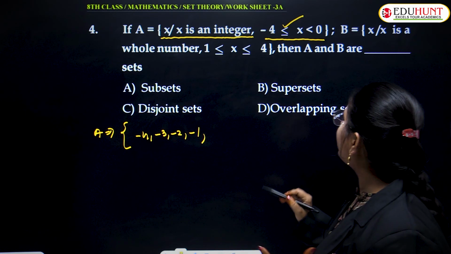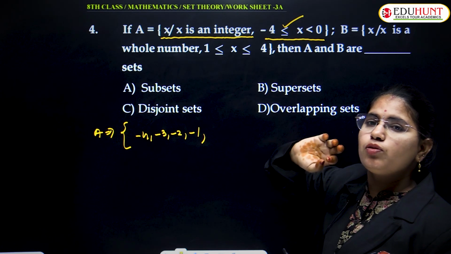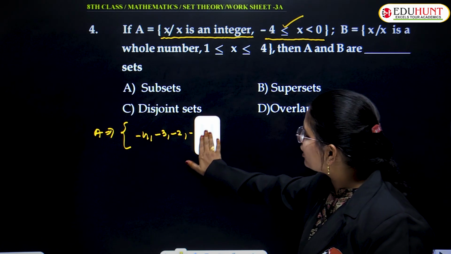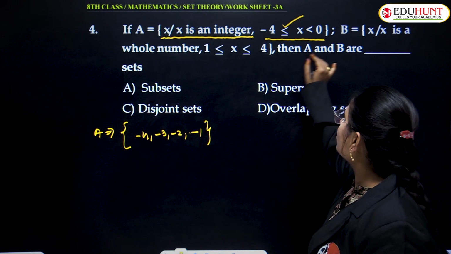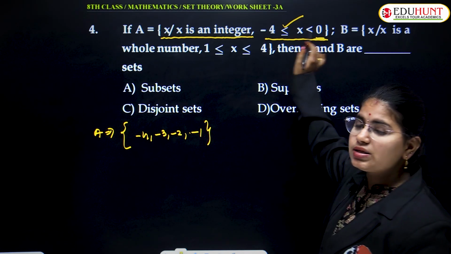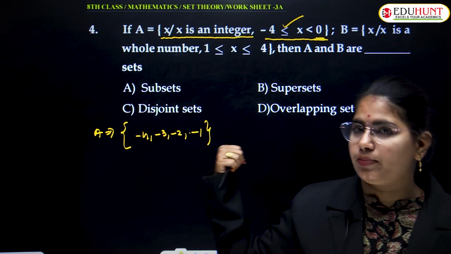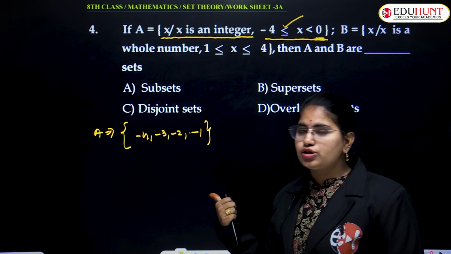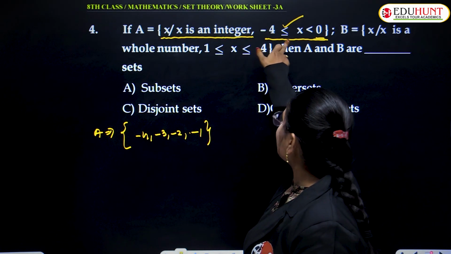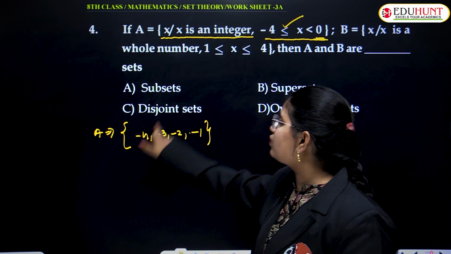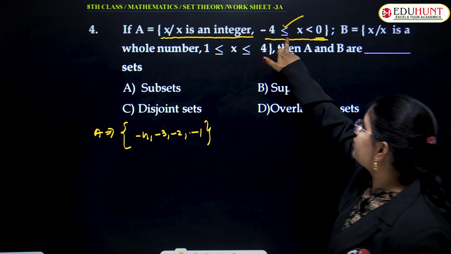Up to what extent do I have to take? X is less than 0. X less than 0 means I have to take at most minus 1 as my last integer, because I cannot include 0 here, since it was given that X is less than 0, and 0 is not in the set A. Did you understand, children? Here I should include minus 4, because in the question they gave less than or equal to. Can you see over here?